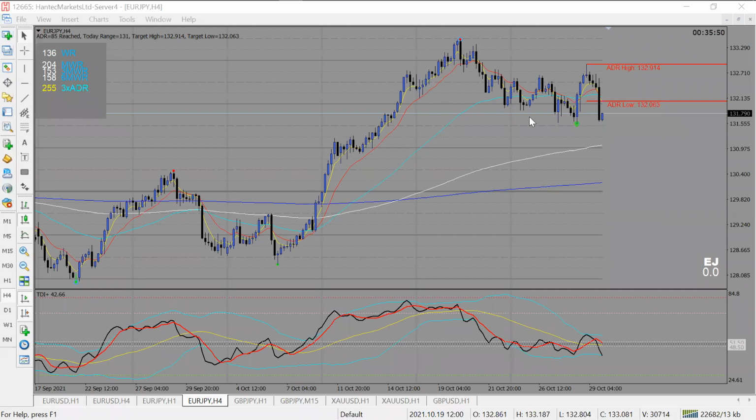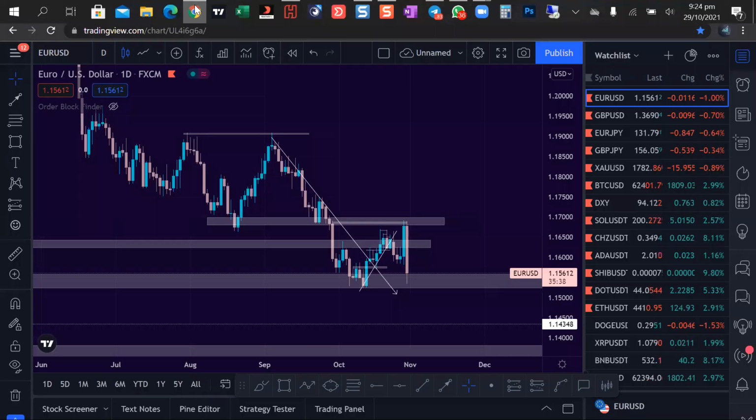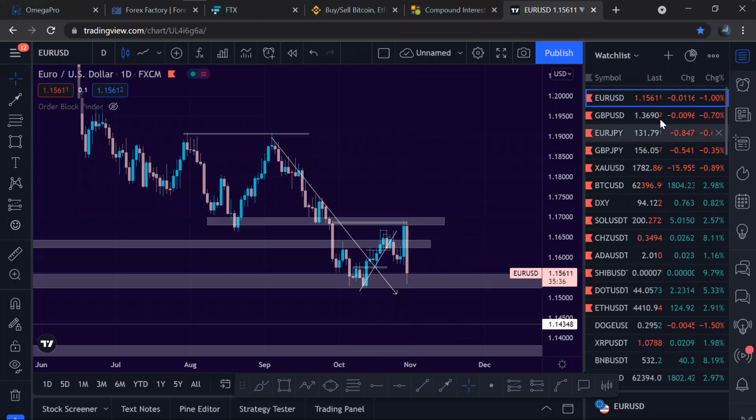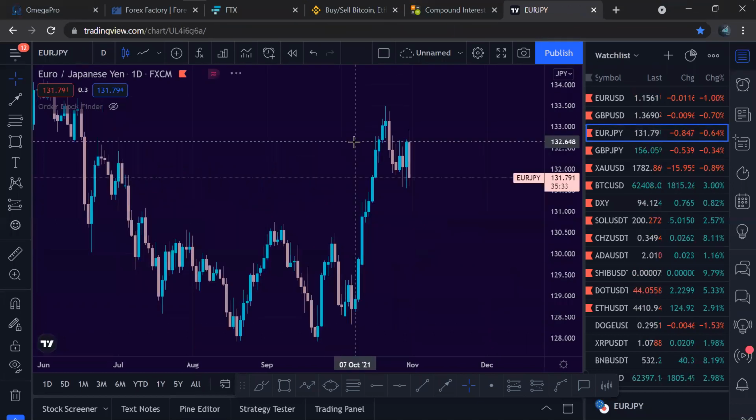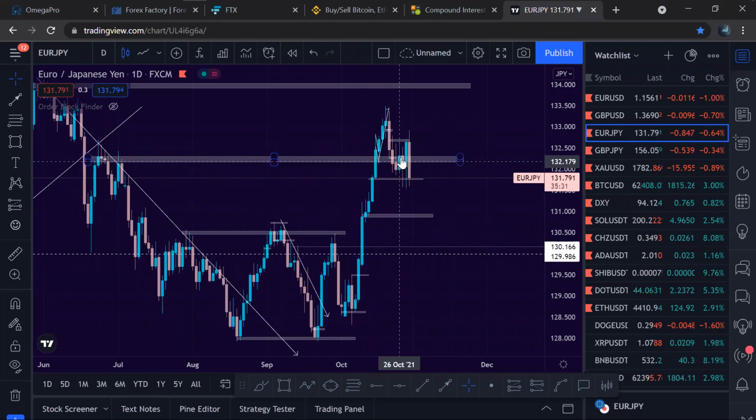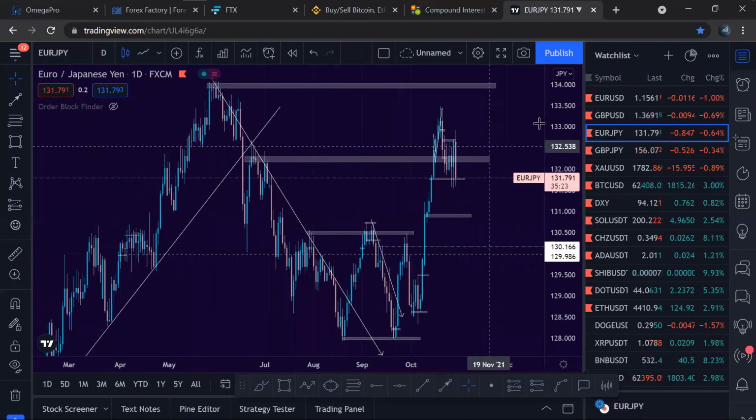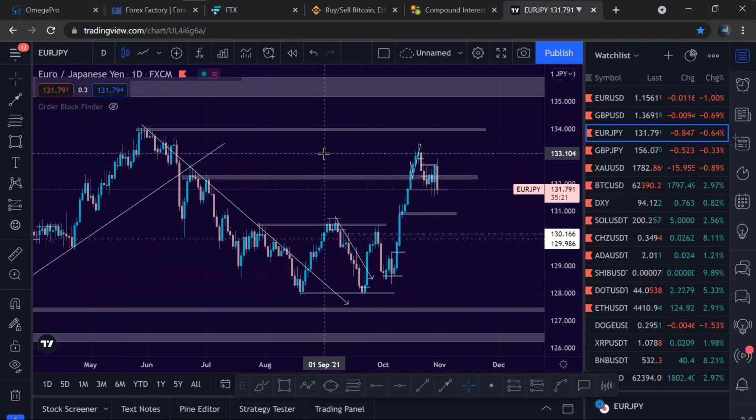Nice. So let's analyze this pair. You know, we were looking at it to sell. We are actually looking at it to sell before they actually used this candle yesterday to fake us out with the buy. Though it respected structure. This is on daily time frame. Let's look at 4 hours.